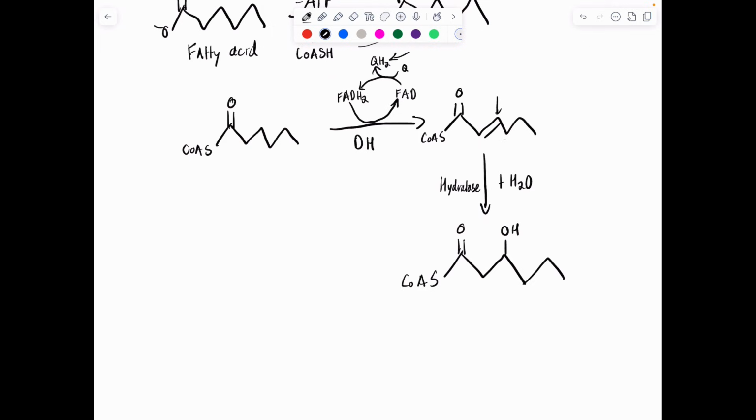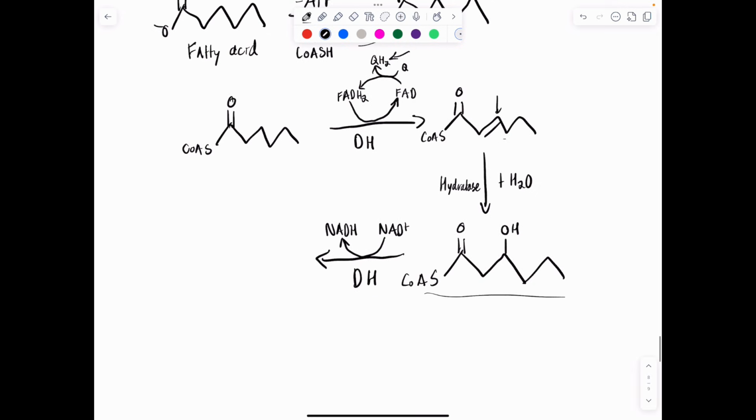Our next step is going to be another dehydrogenation reaction. So another dehydrogenation. And since it is a dehydrogenation, it will be an oxidation. So we're going to need an oxidizing species. So we're going to use, this time, we're going to use NAD+, and that's going to go into NADH. And this will cause our substrate right here, it will now be oxidized. And so what it will look like now is this.